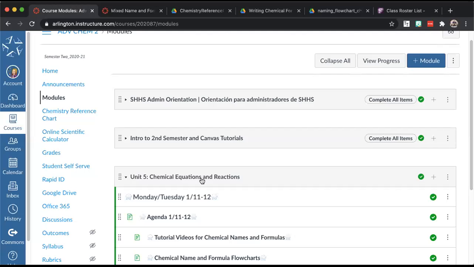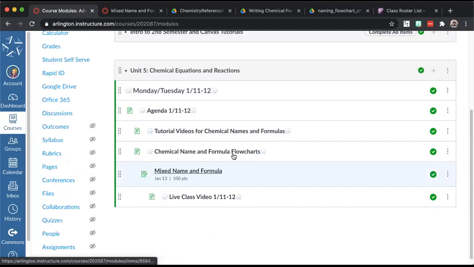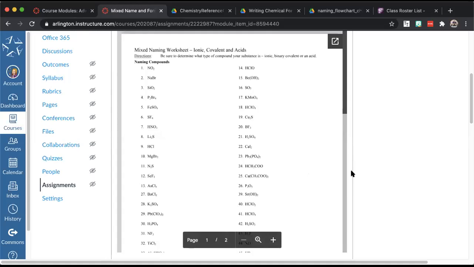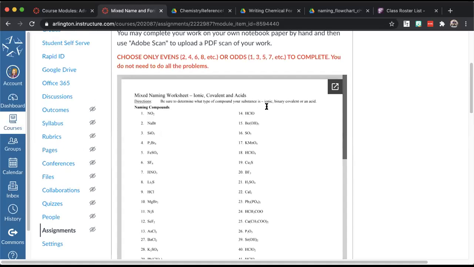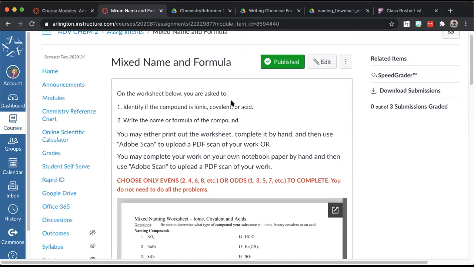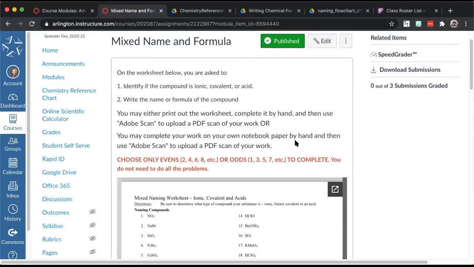And then after you look through your flowcharts, if you want to open them up in separate tabs, you can. You have your practice assignment for today. The practice assignment is a mixed bunch of chemical names and formulas. So it has ionic, it has covalent, and it has acids. If you read the instructions, it says you're asked to do two things for each one. You're asked to identify if it's ionic, covalent, or acid. And then number two, you're going to write either the name or the formula.